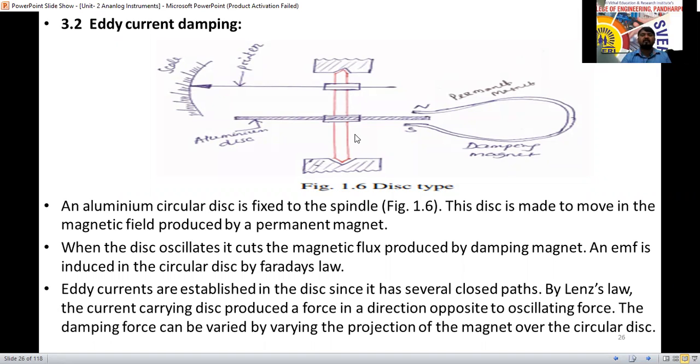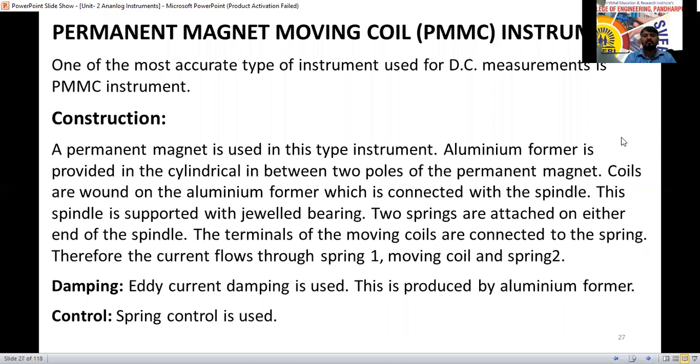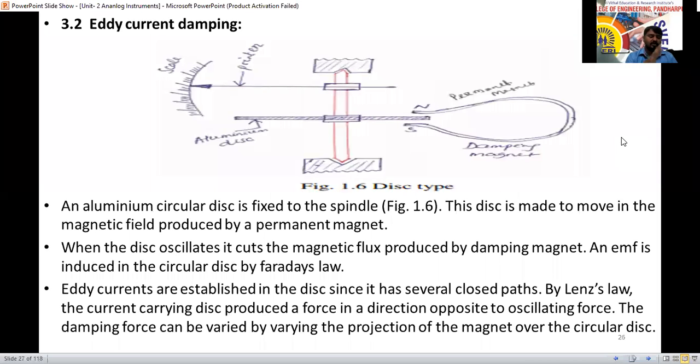So different methods are there. We can add weight, we can use air damping, we can use eddy currents for the damping purpose. Is it clear? If you have any doubts, you can ask me. So it completes the damping force. Tomorrow we'll discuss the PMMC instrument. Up to here, if you have any doubts, you can ask me.